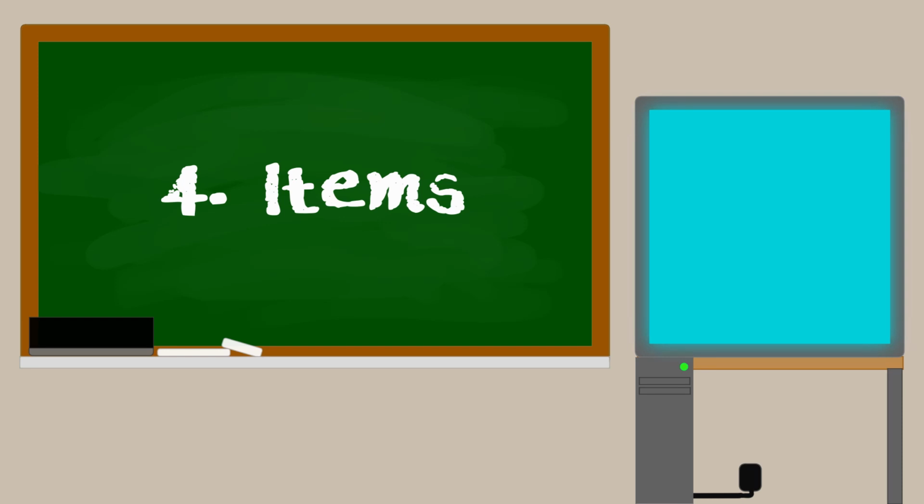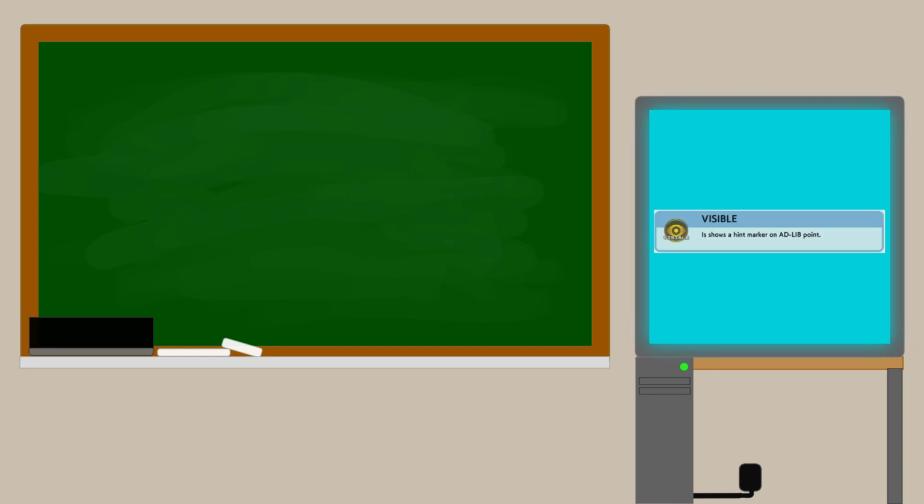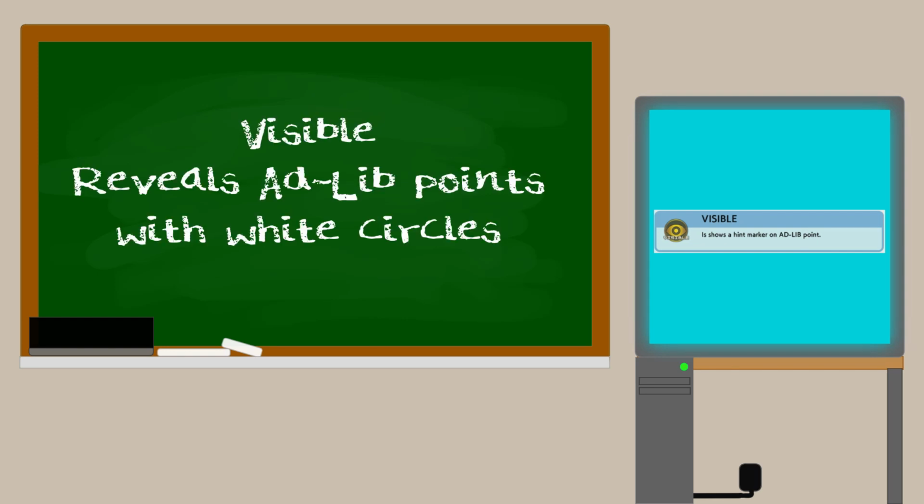Now, let's talk about items. Earlier, I mentioned something called a visible item when I was talking about ad-libs. There's a wide variety of different items just like that one that can have different effects on your gameplay. For example, the visible one, as I was talking about before, gives you an indication of where ad-lib points are in a song. In this case, it leaves a little empty white circle on the spot on your rail line where you need to hit in order to successfully find the ad-lib.